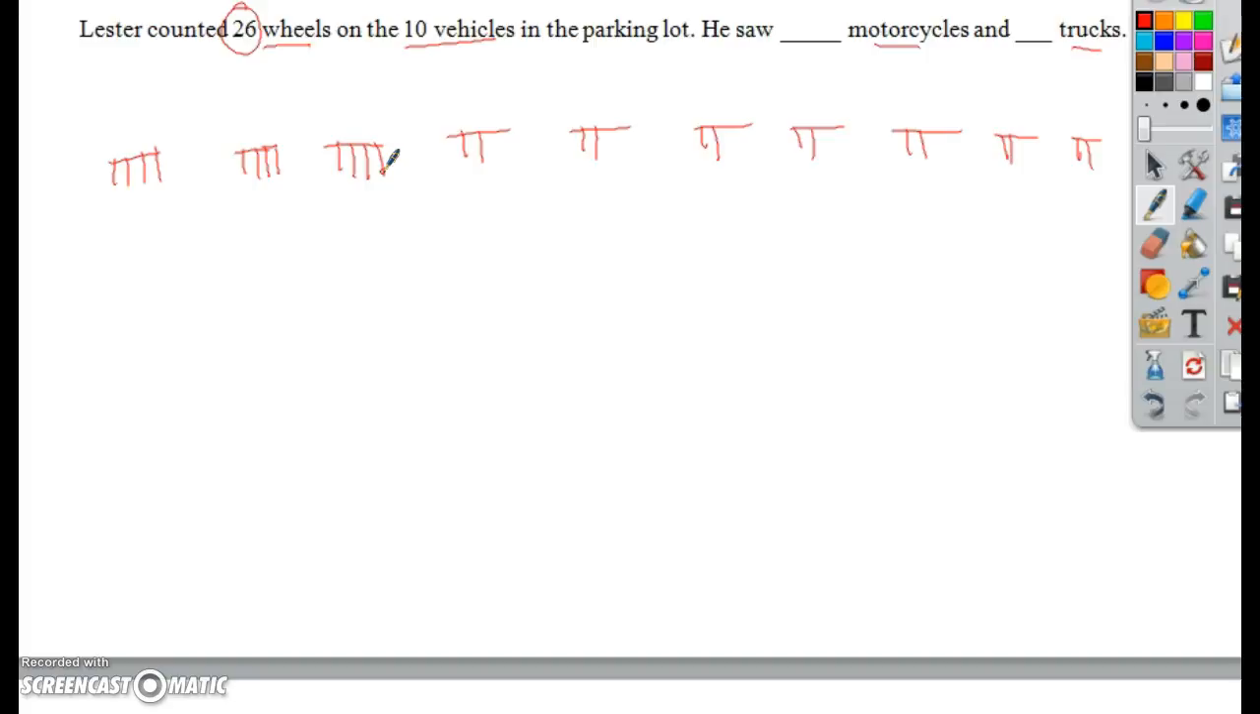So now all I have to do is count the ones that have 4 wheels. 1, 2, 3. 3 trucks, and the number that have 2 wheels, that would be motorcycles. 1, 2, 3, 4, 5, 6, 7. 7 motorcycles and 3 trucks. Okay. Remember the strategy? Start with the lowest number, make them all that, and then presto change them one at a time.